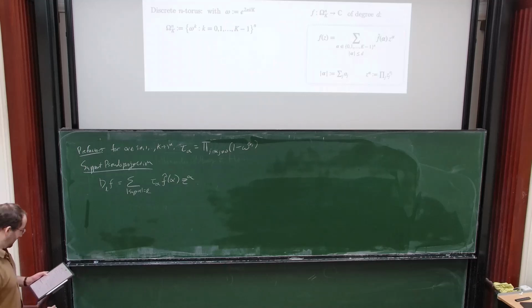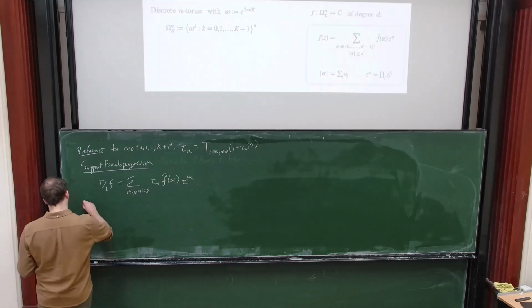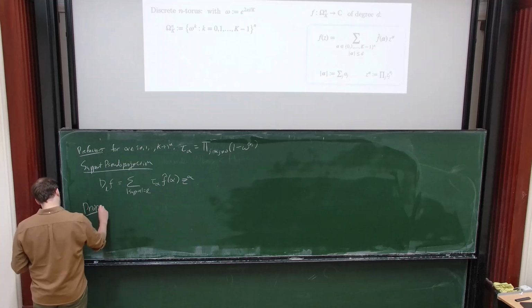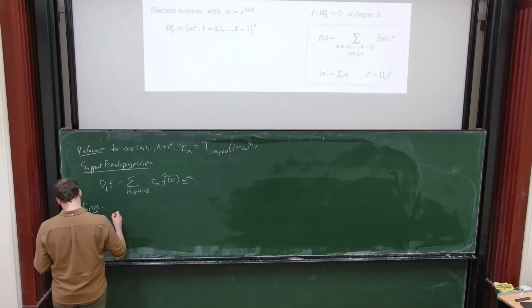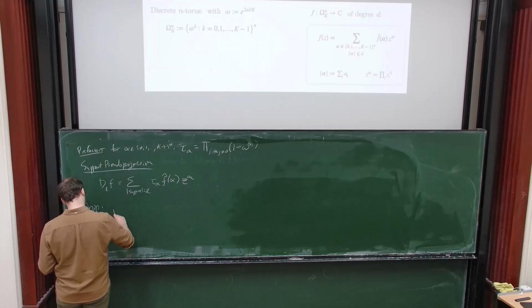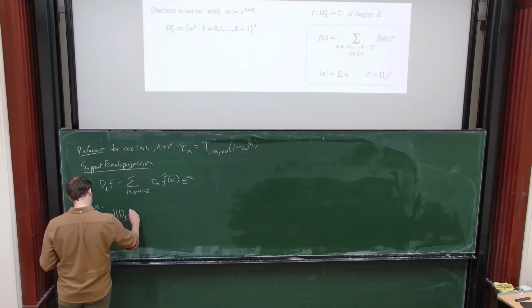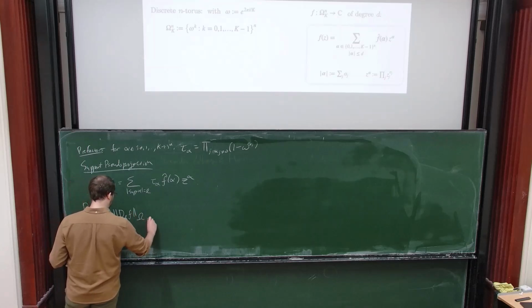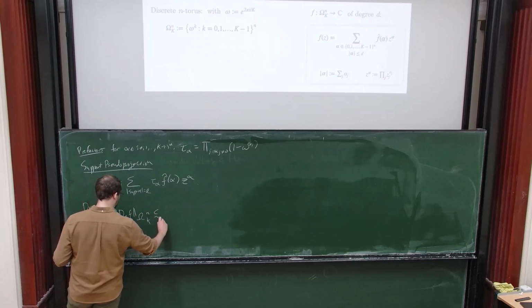but it is nice for the following reason. So again, f is always degree d. We have that d sub L f is bounded in the way one would hope.